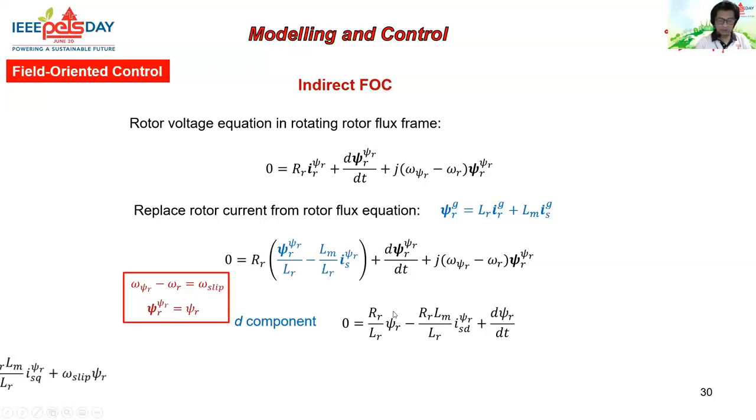And then if you resolve this into the D and Q component here, then you can see that you will end up with these two equations here. As you can see here, the flux in this rotating frame is basically just the magnitude of the rotor flux. And then there is no Q component of the rotor flux equations here. All right, and then the difference in the speed there, which is the speed of the rotor flux and the rotor speed, is basically the slip.